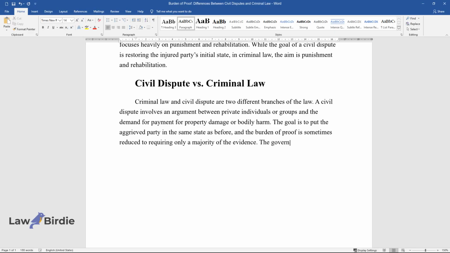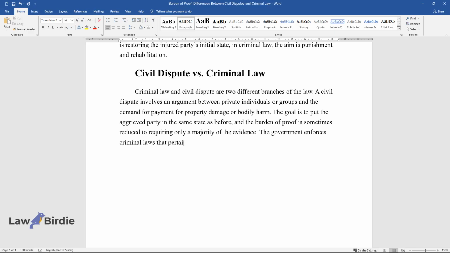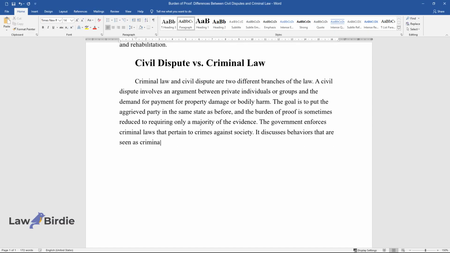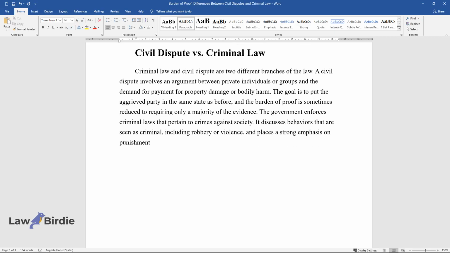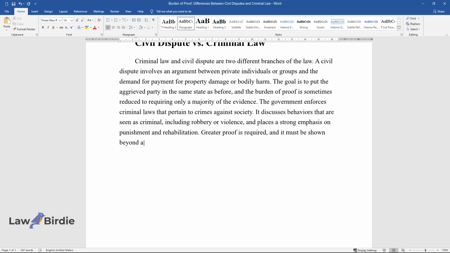The government enforces criminal laws that pertain to crimes against society. It discusses behaviors that are seen as criminal, including robbery or violence, and places a strong emphasis on punishment and rehabilitation. Greater proof is required, and it must be shown beyond a reasonable doubt.